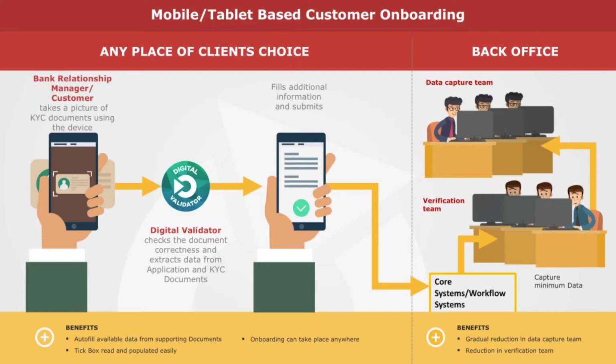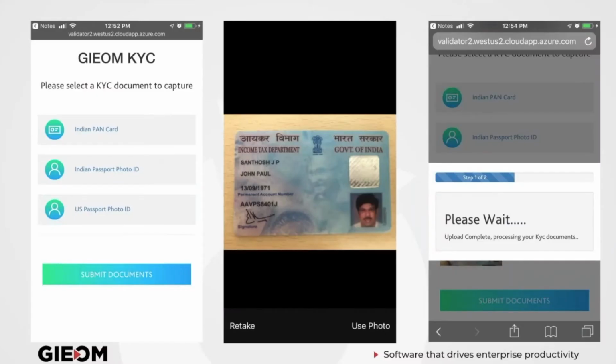Once the RM goes and takes the tablet, we will embed our GIEOM Validator into the existing tablet app of the bank. The first step is, when you open the tab, it will pop up and ask what documents are needed for account opening for this particular type of account. If I say an individual account, what are the documents needed, or what are the allowed documents? The next step is you take a picture of that. If you take a picture of the PAN card, in this example, we have trained our engine to understand how a PAN card should look.